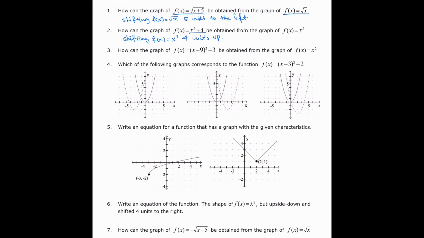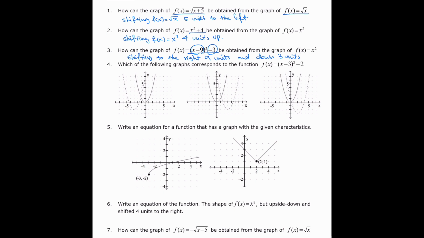Basically, I'm going to tell you what the transformation is. How can the graph of f of x equals (x minus 9) squared minus 3 be obtained from the graph of f of x equals x squared? So the transformation here is a horizontal shift moving to the right 9 units, and then a vertical shift moving down 3 units. So I'm just going to say here, shifting to the right 9 units and down 3 units.